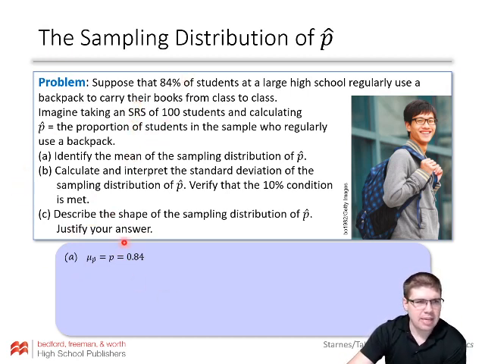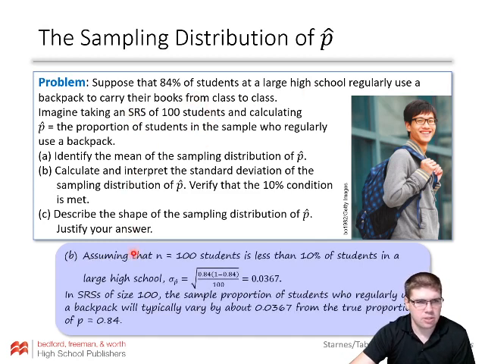And then part B: calculate and interpret the standard deviation of the sampling distribution of p-hat and verify that the 10% condition is met. We're going to do the square root of p times 1 minus p over n, but we're also going to check whether there are more than 10 times as many students in the population. Is our sample less than 10% of our population? They did say it's a large high school, so we'll assume there are at least 1,000 students there. So assuming that n equals 100 students is less than 10% of the students in the large high school, the high school needs to be at least 1,000.